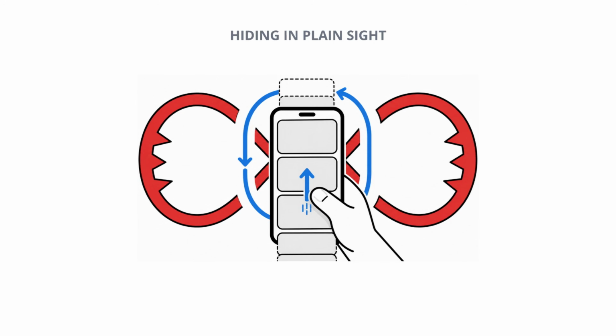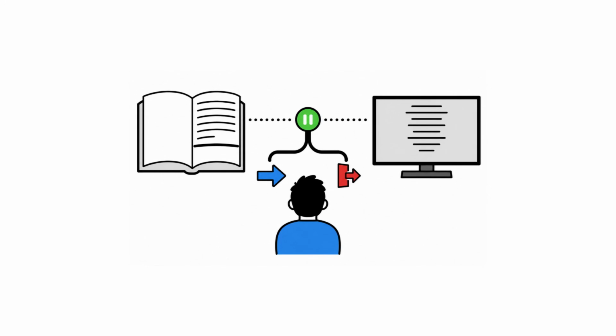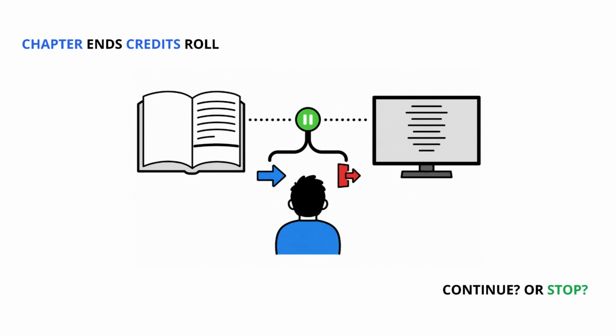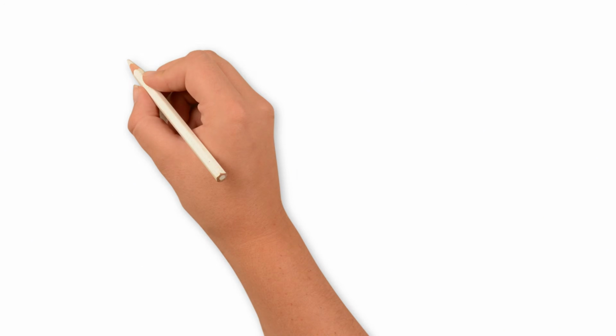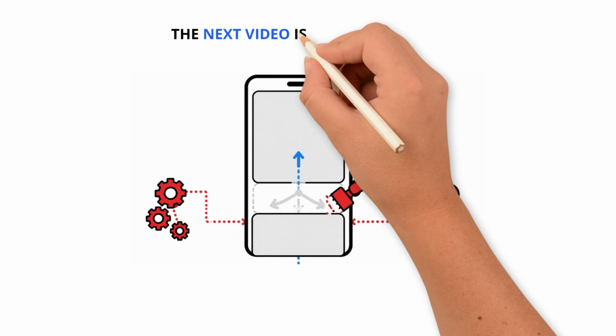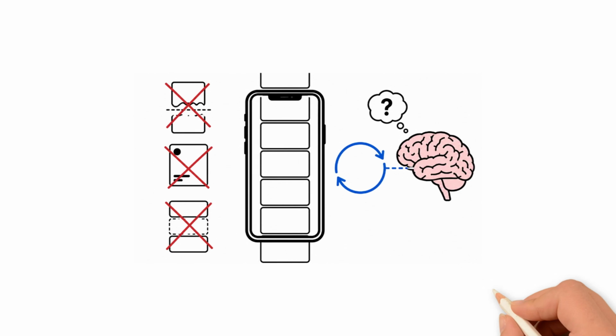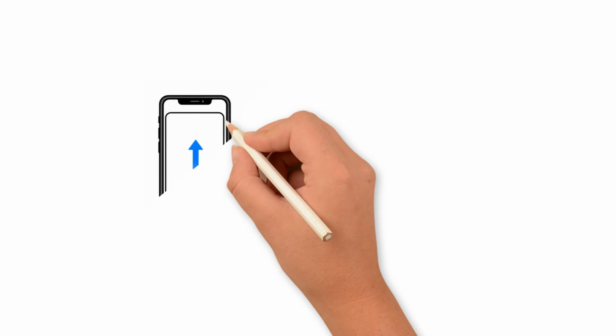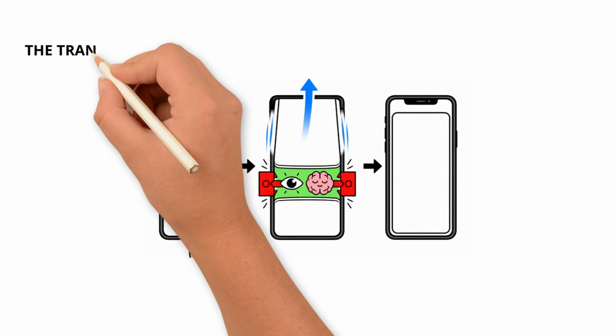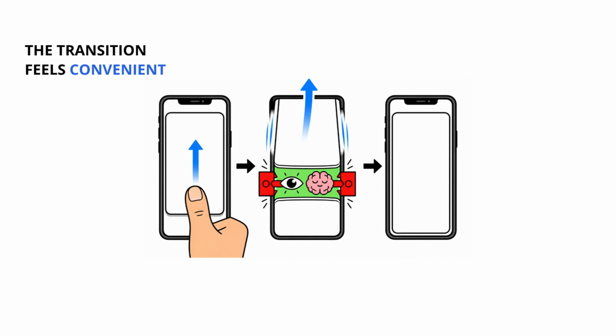The feed has no end. A book gives you chapters. Television gives you credits. Those moments matter because they force a small decision. Continue or stop? TikTok removes that question. The next video is already waiting beneath the current one. There is no page number, no final post, no empty space telling your brain the session is complete. Your thumb moves and the screen instantly replaces what you were watching. That transition feels convenient, but it destroys the pause where awareness normally returns.